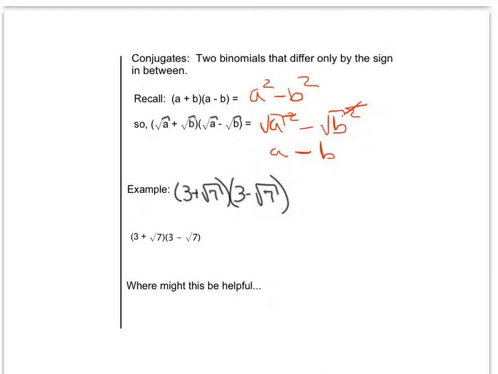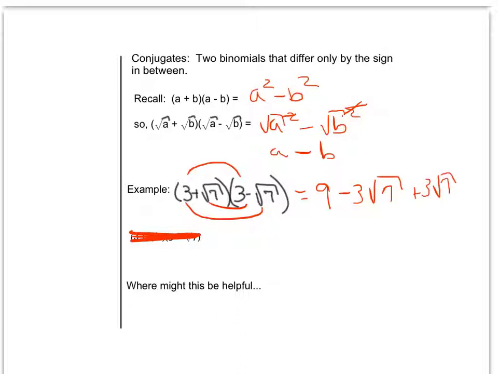So if I look at an example with some actual numbers in it, if I have 3 plus the square root of 7 times 3 minus the square root of 7, 3 times 3 is 9. 3 times minus square root of 7 is minus 3 square root of 7. Square root of 7 times 3 is plus 3 square root of 7. Square root of 7 times minus square root of 7 is minus square root of 49, giving me 9. These combine to be 0 minus square root of 49, which is 7, or 2.